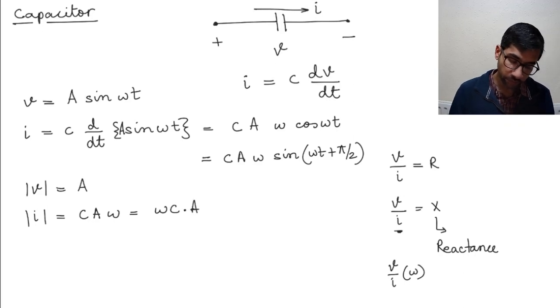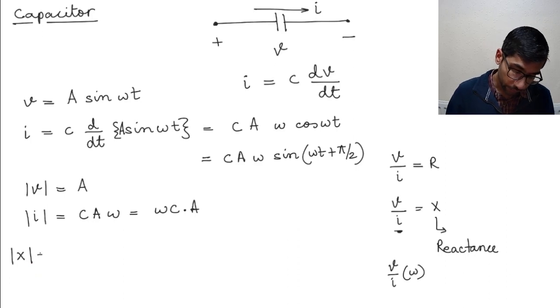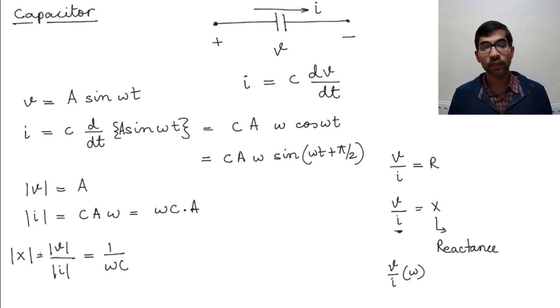Okay. And once we have the magnitude, you could talk about the magnitude of the reactance. See, V over I, which is here, V over I we defined as X, which is the reactance, right? So let's get the magnitude of the reactance. And what does the magnitude of the reactance turn out to be? It is basically mod V over mod I. And that is equal to, what's that going to turn out to be? 1 over omega C, right?